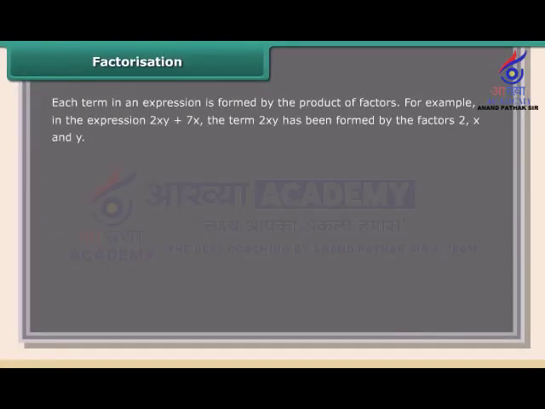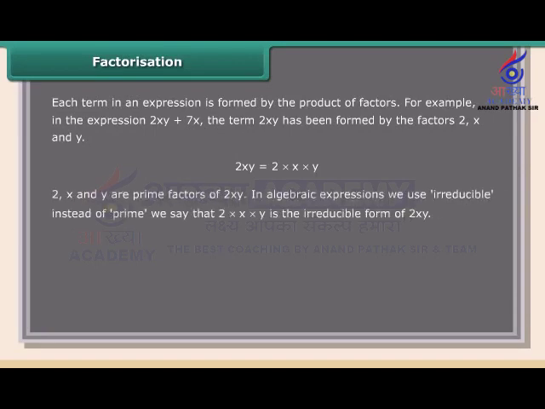Factorization. Each term in an expression is formed by the product of factors. For example, in the expression 2xy plus 7x, the term 2xy has been formed by the factors 2x and y. 2xy is equal to 2 into x into y. 2x and y are prime factors of 2xy. In algebraic expressions, we use irreducible instead of prime, we say that 2 into x into y is the irreducible form of 2xy.